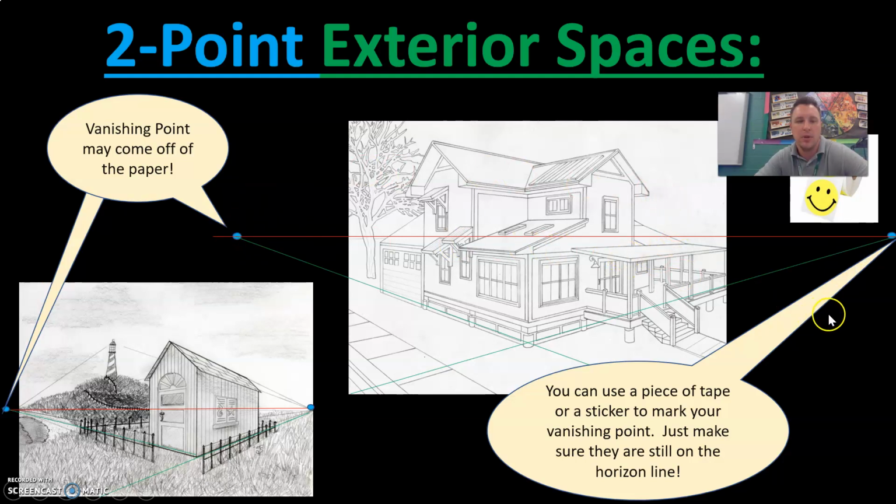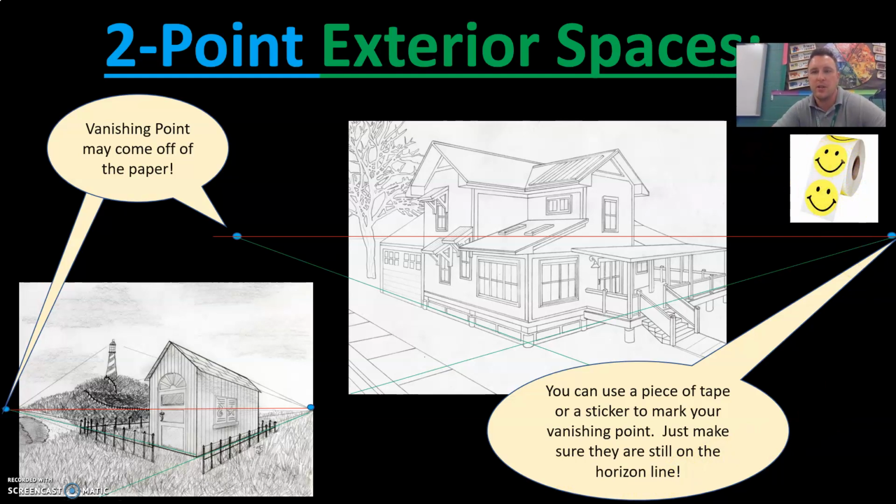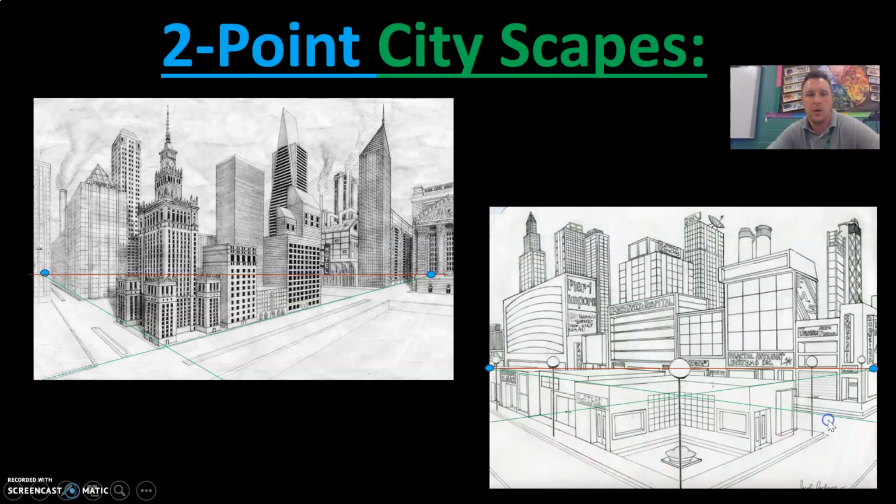But both these artworks have a vanishing point off the paper. This one has two vanishing points coming off the paper, and the bottom lighthouse has one on the far left that comes off the paper. So you can create these same effects. You don't have to be limited to having the point on the paper, but the technique still stays the same. All right, here you have little smiley face stickers. If you have stickers, you can use them.